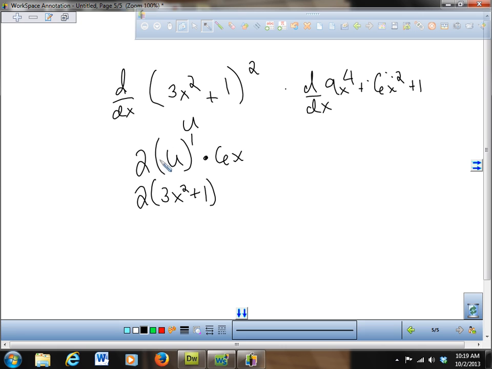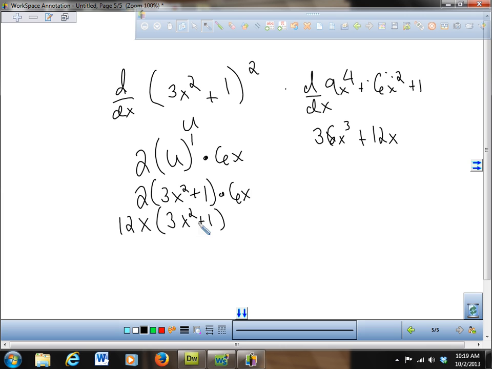You don't have to write down let u be this, but you're kind of thinking about that in your head. Times 6x, because that's the derivative of the inside function. Then I would multiply this times this, which gives you 12x times 3x squared plus 1, right? If I did want to distribute that, I get the same as the derivative over here, which is 36x cubed plus 12x, which is what this would be if I multiplied it out.